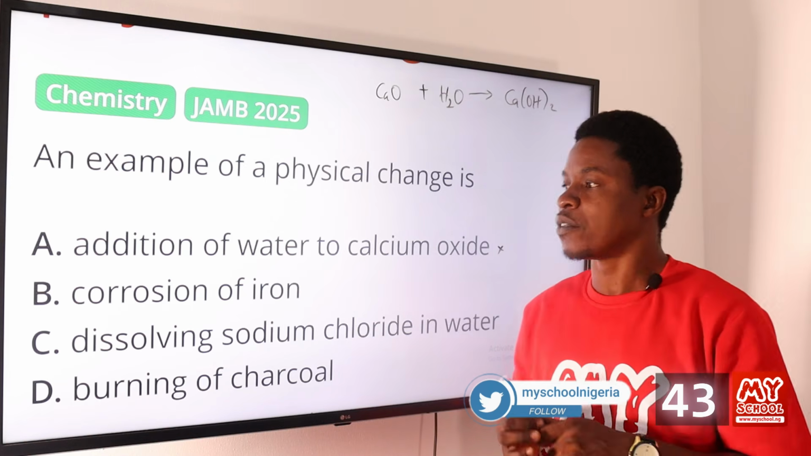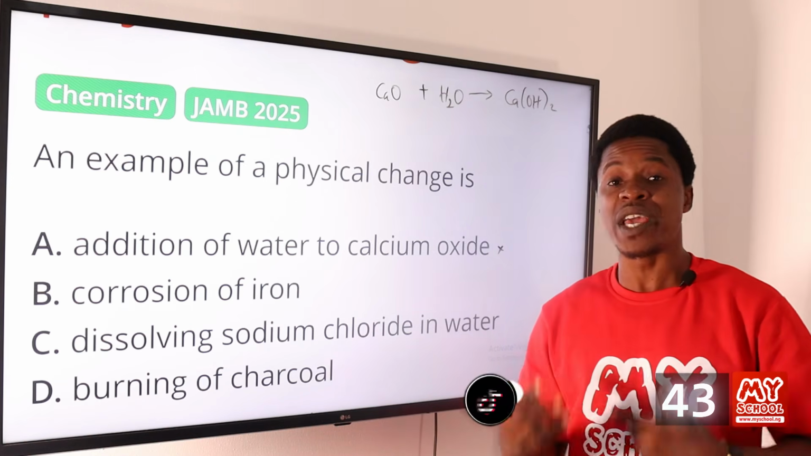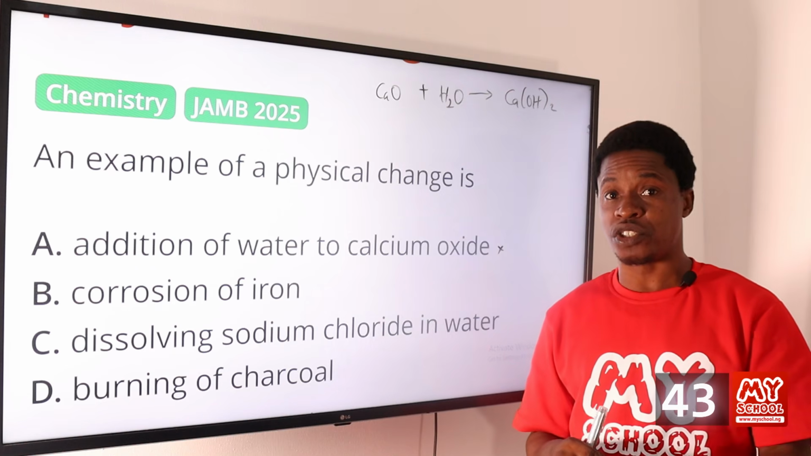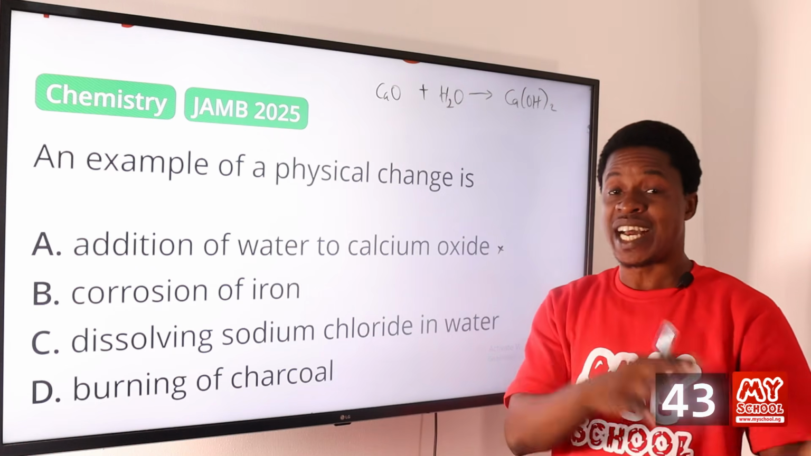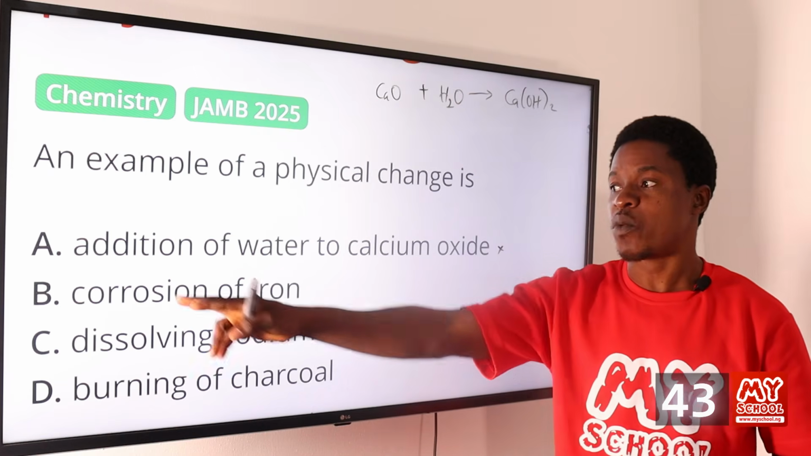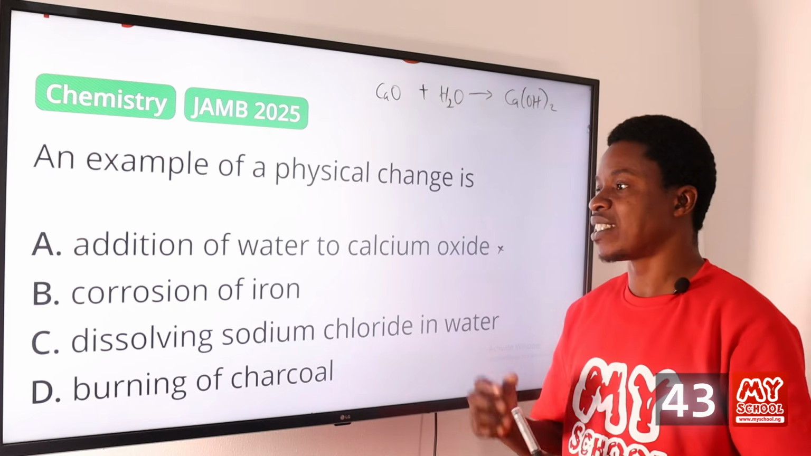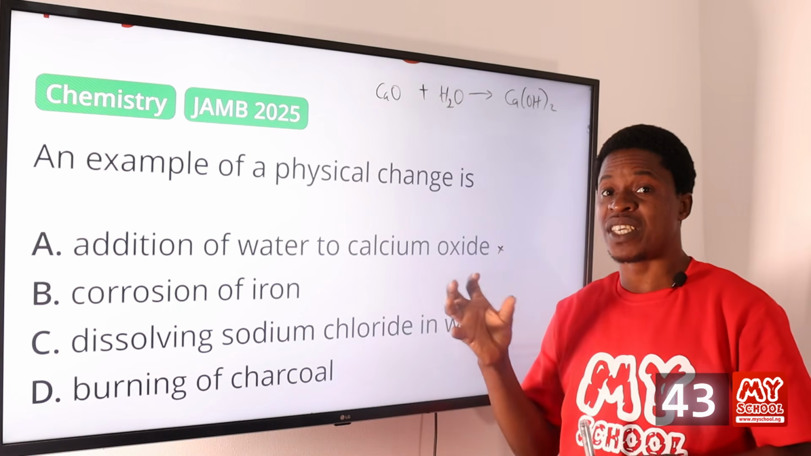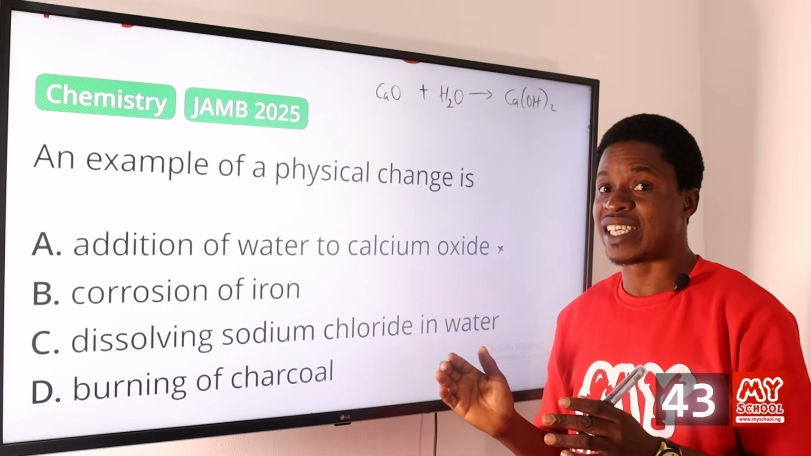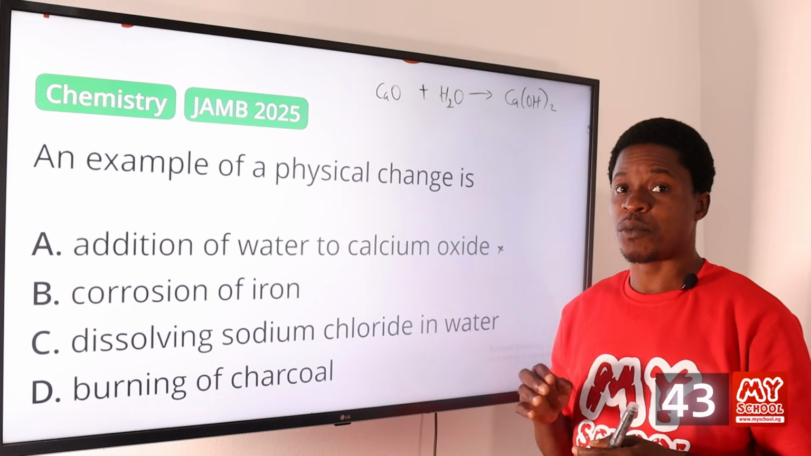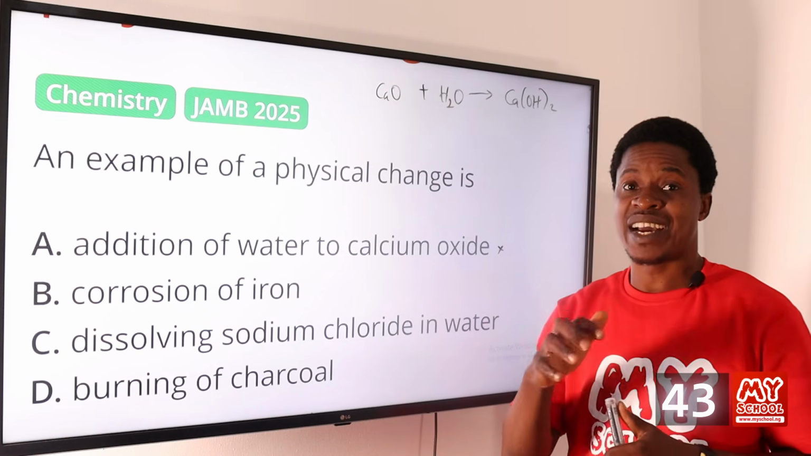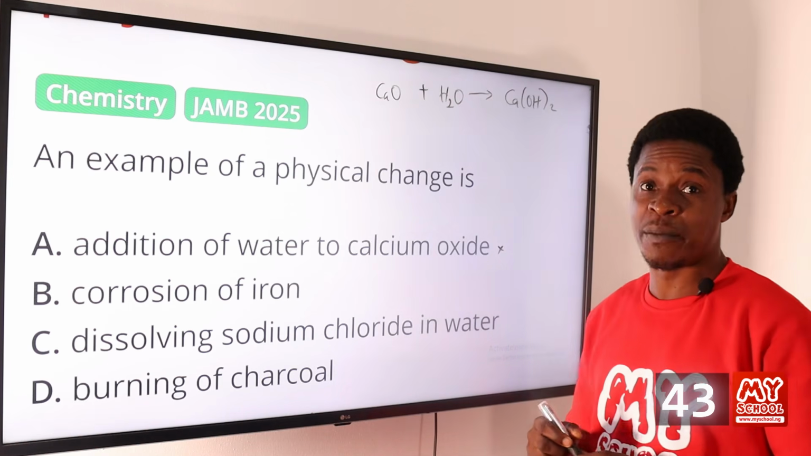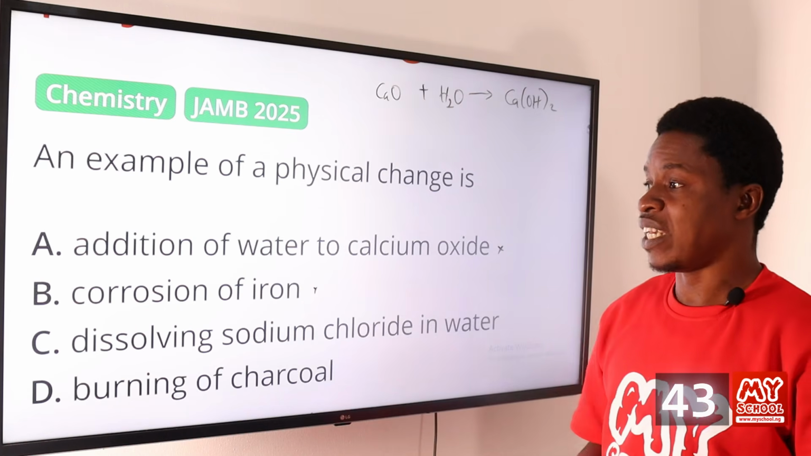We have corrosion of iron. Now iron can be corroded when we have iron reacting with oxygen, and in the presence of moisture, oxygen reacts with iron, rusting takes place. So we have corrosion here. Rust is going to be a new substance entirely, and it's not easily reversible. We cannot take away our oxygen, we can't take away our moisture from that rust. Once it's formed, it's formed. So that is a chemical change. So this also is eliminated.